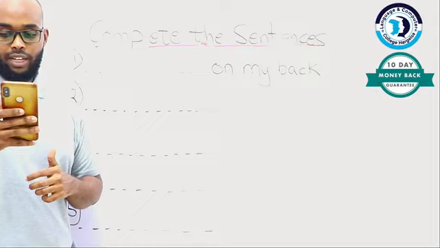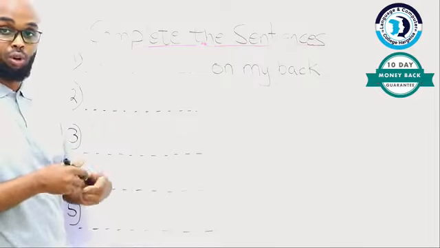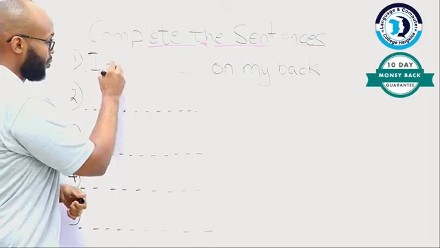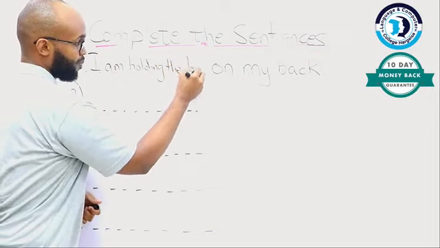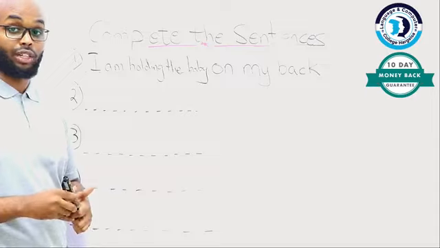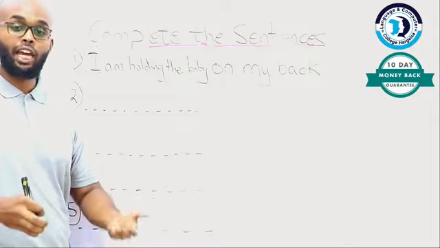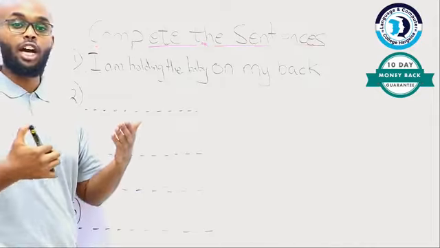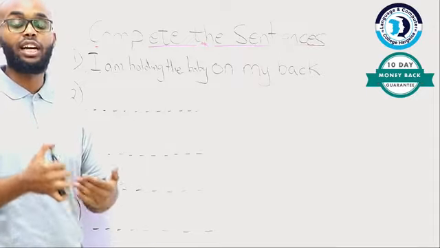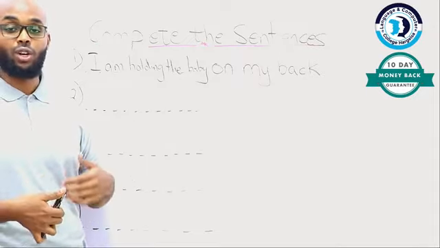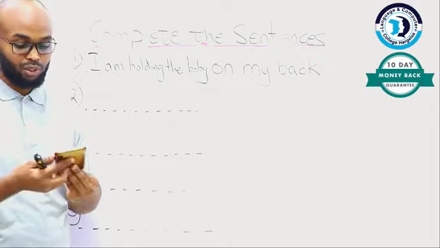So, I gave you an example. Let's give you another example. For example, I am holding the baby on my back. I can add whatever I want. What is on my back? I'm carrying rice on my back. It could be anything, just to finish the sentence.